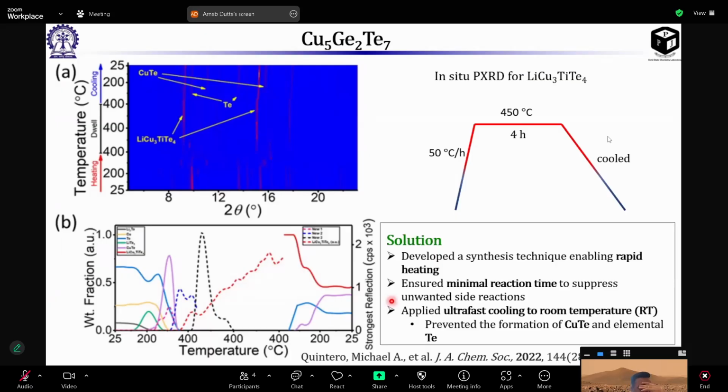Is it known why the copper telluride and tellurium precipitate out when you do slow cooling? Is that understood? So when it is cooled down over 4 hours or 5 hours, then they are actually forming copper telluride and tellurium.